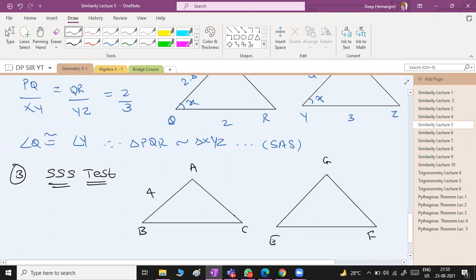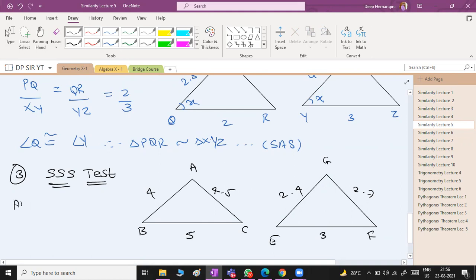Okay, here it's 4, here it's 5, here it's 4.5. Okay, here it's 2.4, here it's going to be 3, here it's going to be 2.7. Just check, it's nearly same.